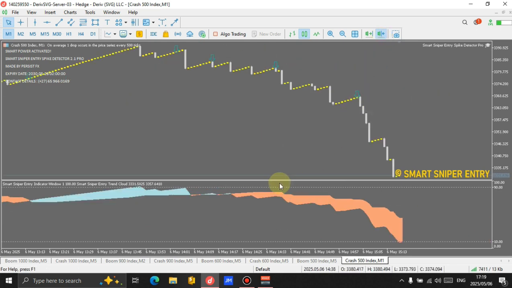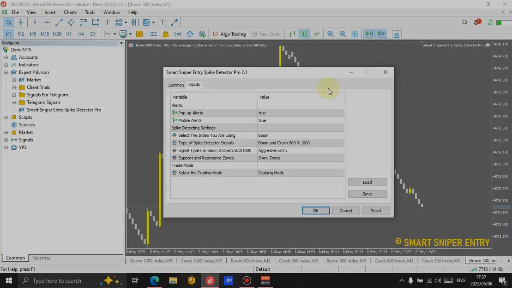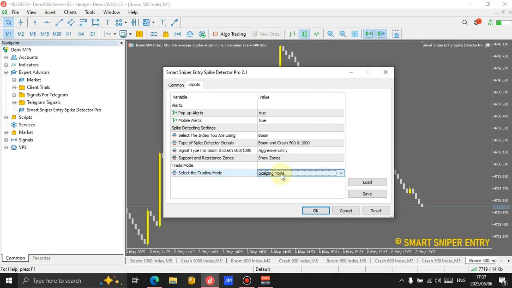Let me just show you. As you can see, our trend cloud is red over here. The spike detector gave two entry signals. It spiked right away, and as you can see, it's still going. So the rules are simple. Now let me show you an example of how the low risk mode looks.